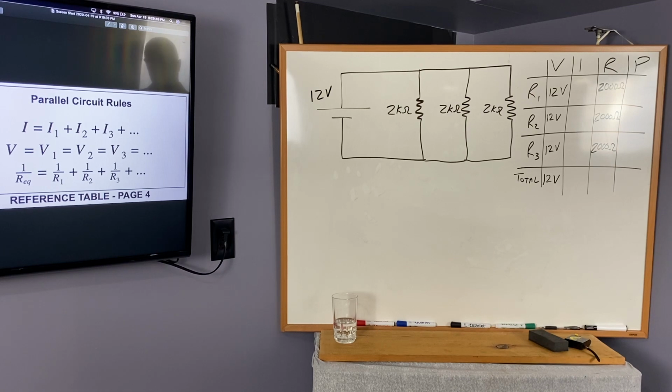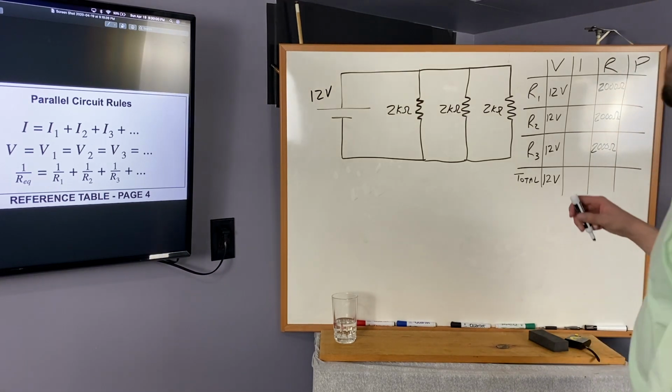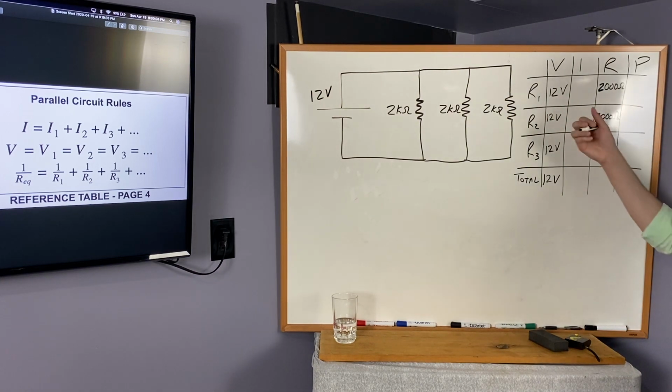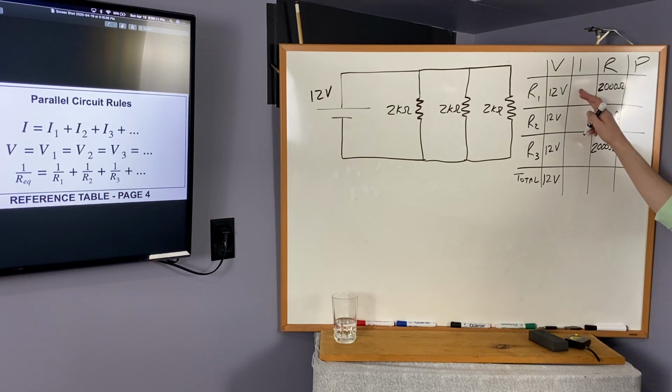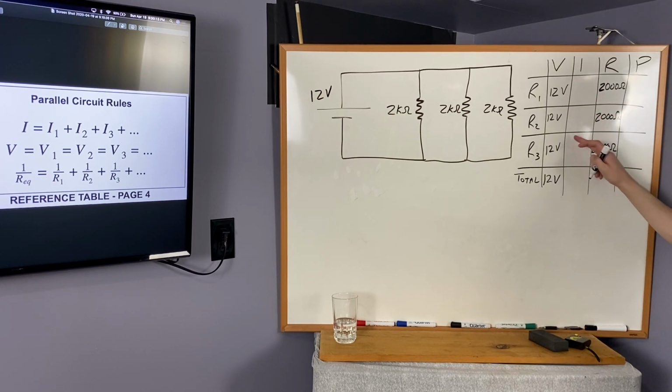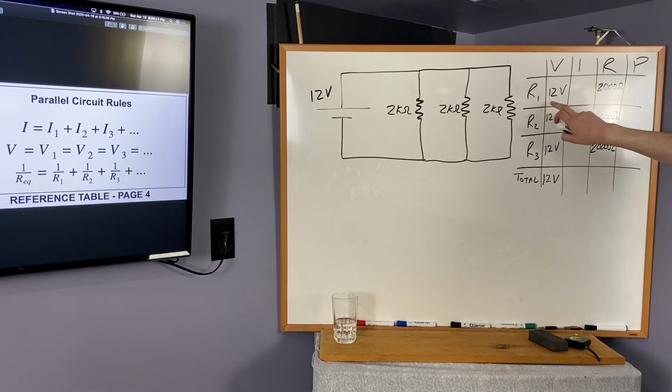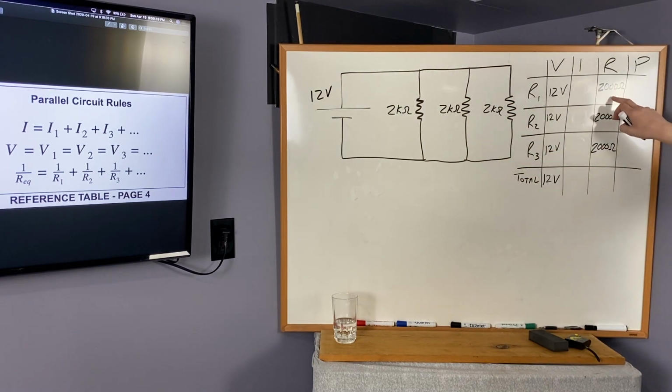Now, let's figure out the current through each one of these resistors. Well, if you remember from our VIRP table, as long as we have the V and the R, we can figure out the I, and we can figure out the P. But first, let's figure out the current through each one of these resistors here. Let's take a look at R1. We know the voltage across R1, and we know the resistance of R1. We can figure out the total current going through R1 here.